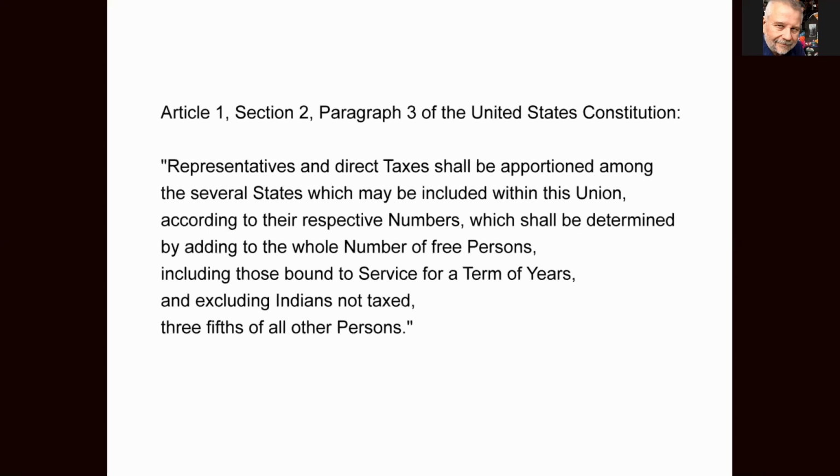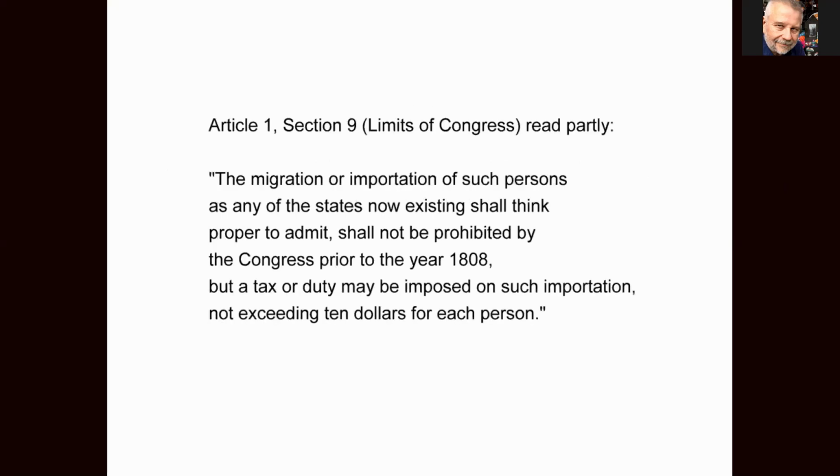Again, the southern states, particularly the Carolinas and Georgia, threaten not to ratify any constitution with a provision banning the slave trade. They insist that that matter is a question of state rights. Only they have the power, the individual states, to ban this trade. So again, a compromise is implemented. Article 1, Section 9, often referred to as the limits of Congress, reads partly, quote, "The migration or importation of such persons as any of the states now existing shall think proper to admit shall not be prohibited by the Congress prior to the year 1808, but a tax or duty may be imposed on such importation, not exceeding $10 for each person."